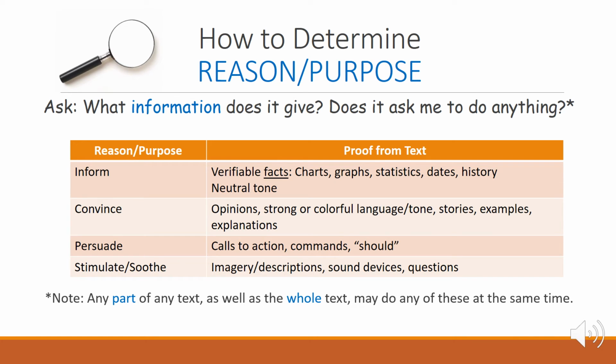And it's important to note that any part of any text can do any of these. So within one essay, you might have one paragraph that's giving information, but then the same paragraph goes on to try and convince you to believe something based on that. This can also happen within the same paragraph. You can have one sentence that gives information, and then another sentence in the same paragraph that tries to persuade you based on that information. Or even a sentence that tries to stimulate thought by asking a question based on those facts.